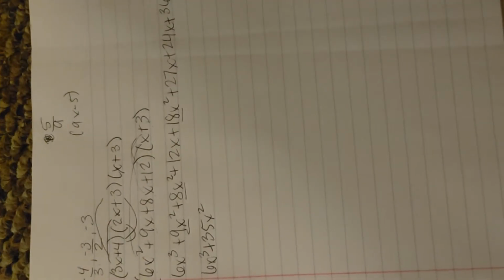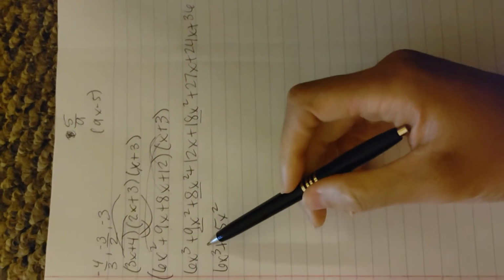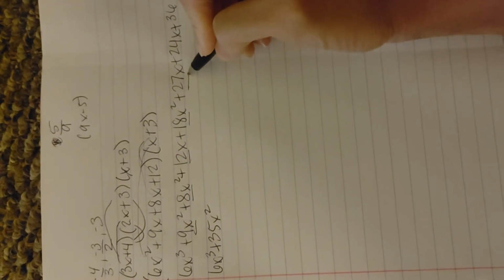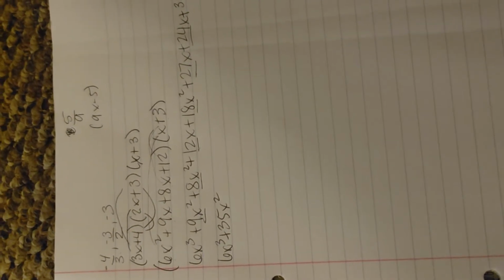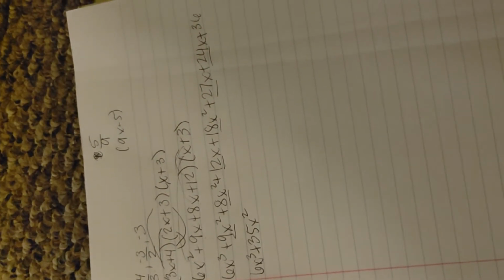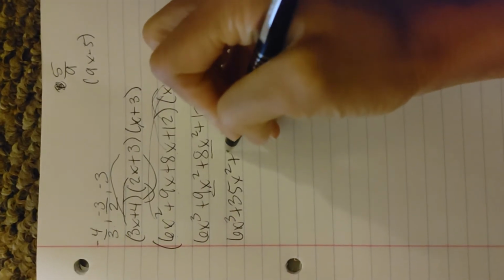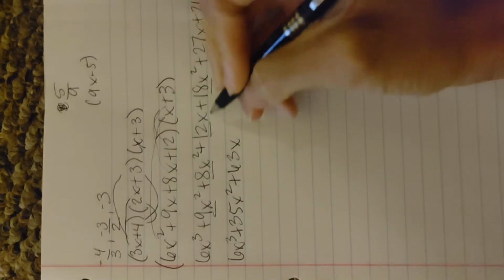Now we can move on to all of the x's. So we got 12x, 27x, and 24x. They're all positive, so we're gonna add them all together on this one. So 12 plus 27 plus 24 is going to be equal to 63. So we'll do plus 63x.